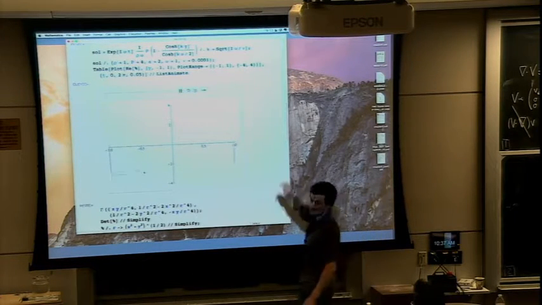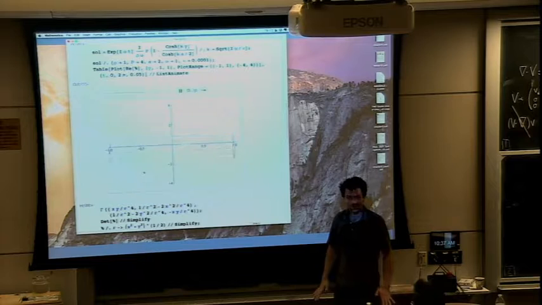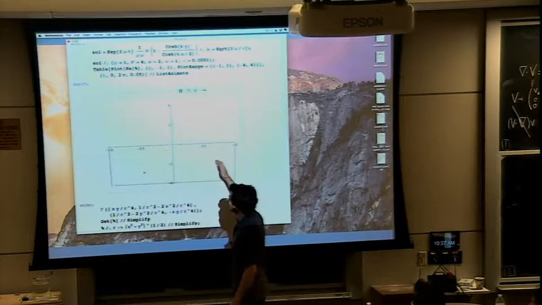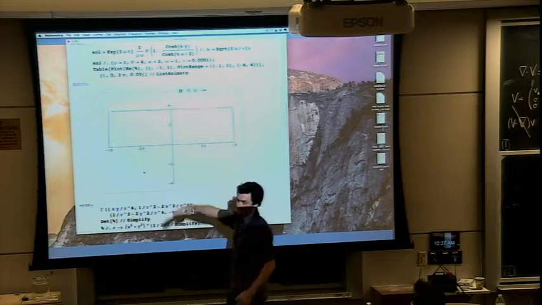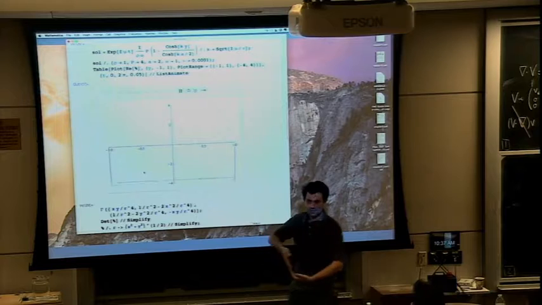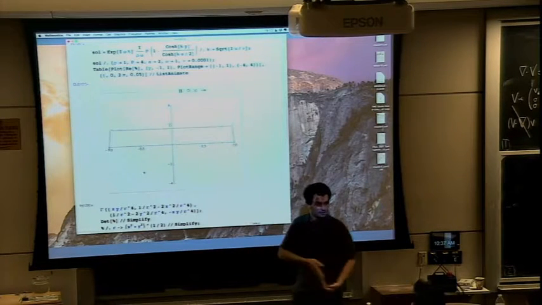Okay, and finally, I can take the viscosity to be very, very small, right? And plot this flow. And what you see is that the flow has become a completely uniform velocity across the channel that just sloshes back and forth.